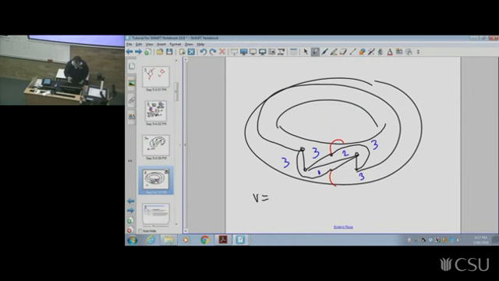The number of vertices? 6. It's got 3 at the top, 3 at the bottom. Number of edges?